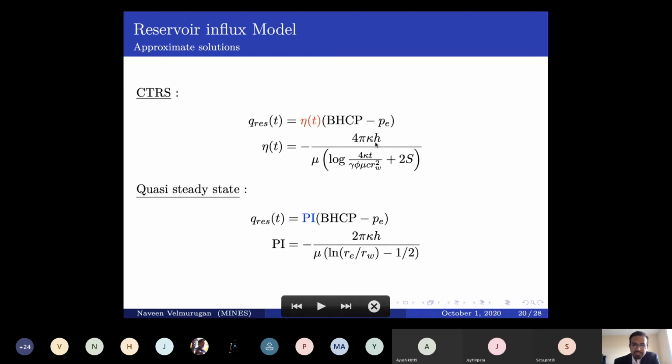And this proportionality constant is a function of all the reservoir parameters like kappa, permeability. H is the thickness of the reservoir. RW is the radius of the wellbore. Mu, viscosity of the fluid. C, the compressibility. Phi, the porosity. Gamma is a constant. And S here is the skin factor. It can be positive or negative depending on whether we stimulate the wellbore or if we have more mud cake or sand production. It's just an additional factor for the pressure loss.